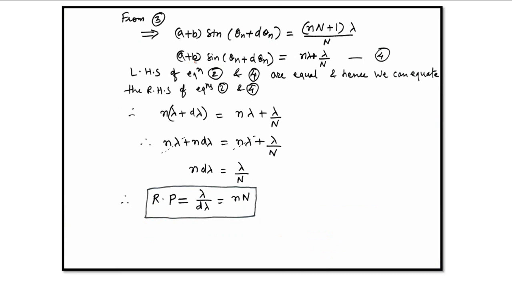So that I will get a plus b sin of theta n plus d theta n is equal to this will be small n into capital N into lambda upon n. So that capital N gets cancelled off, so we remain here with only n lambda, plus this will be n into lambda, this will be lambda divided by n. So now let us say that this is equation 4.